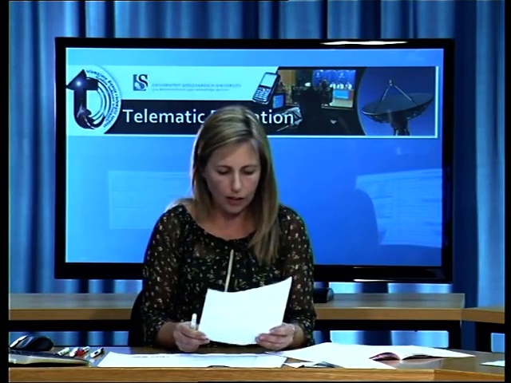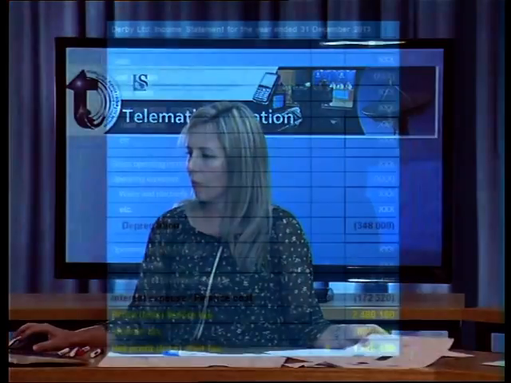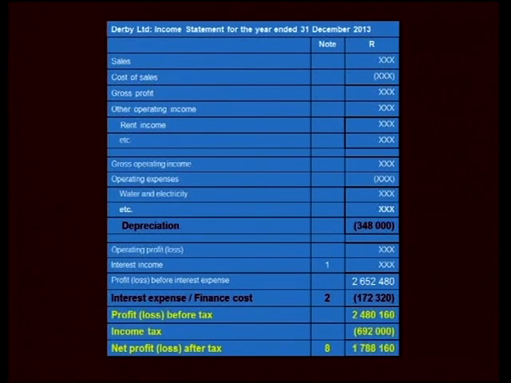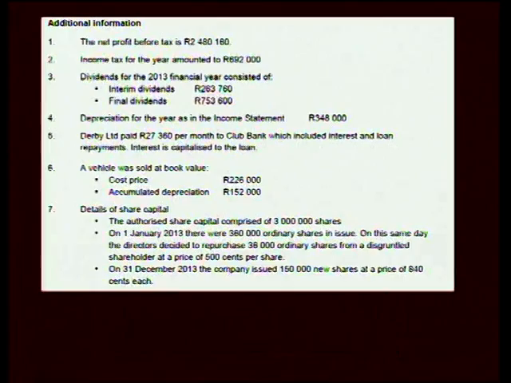So I'm going to start with the net profit from the income statement before tax. Let's just go to that net profit from the income statement again. If I open up slide 3 again, remember now, from the information that they provide me, they tell me that the net profit before tax is 2,480,160. Where did I get that? From the info, they say the net profit before tax is 2,480,160.